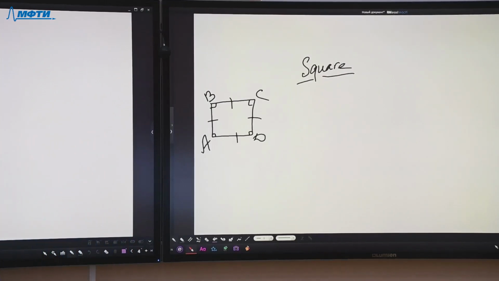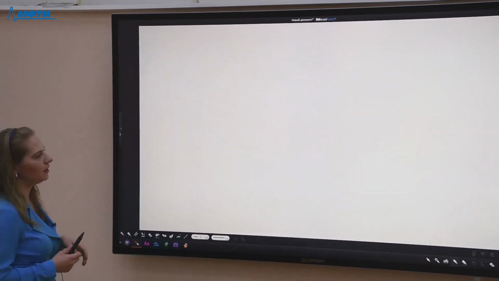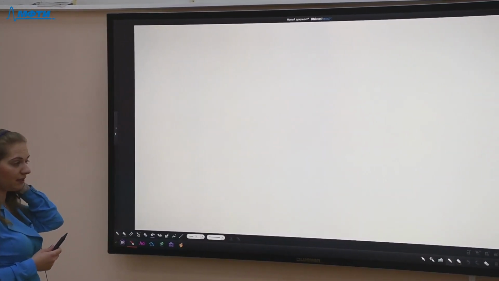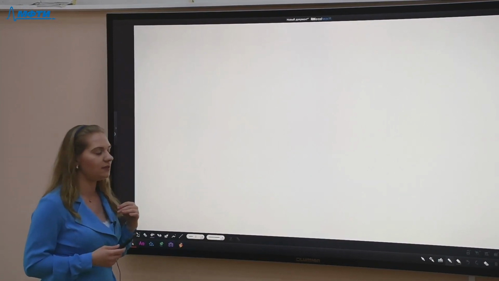So now let's consider the case when we have three or more parallel lines. Here we'll talk about midpoints and mean lines and medians, and we'll consider a concept of similarity.